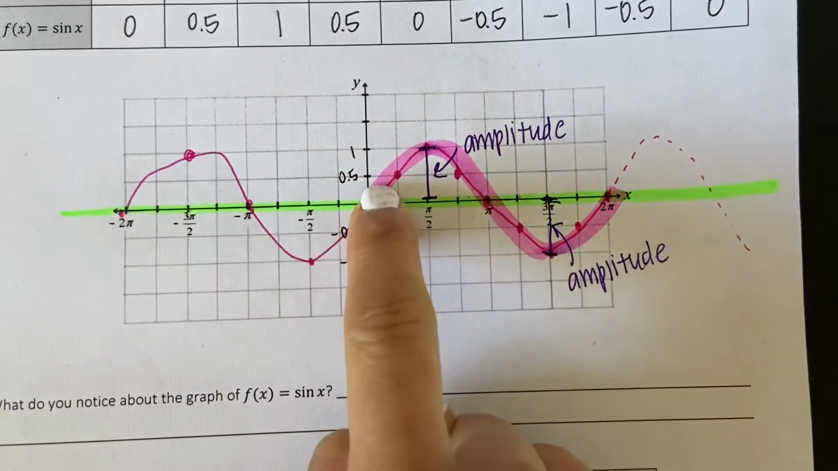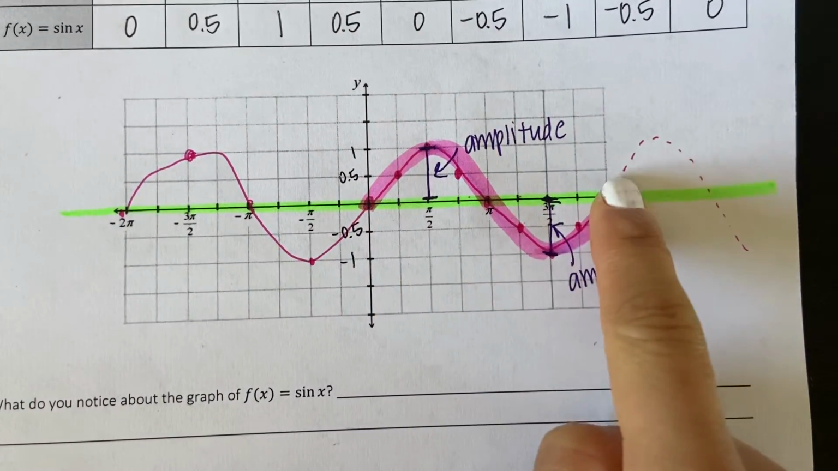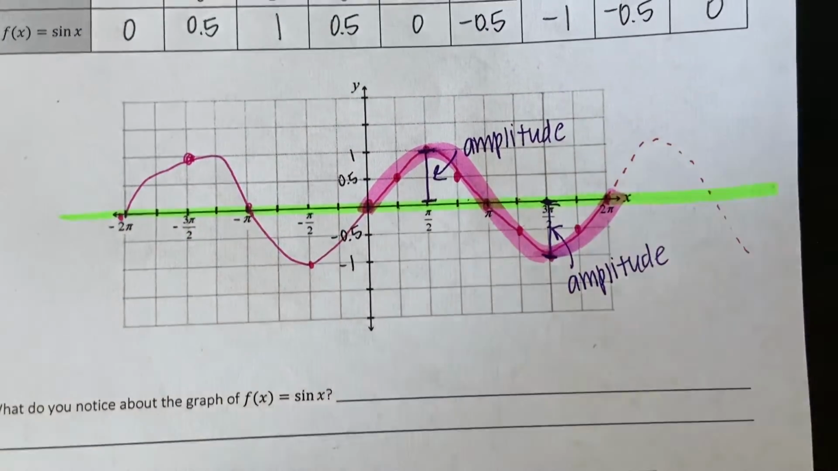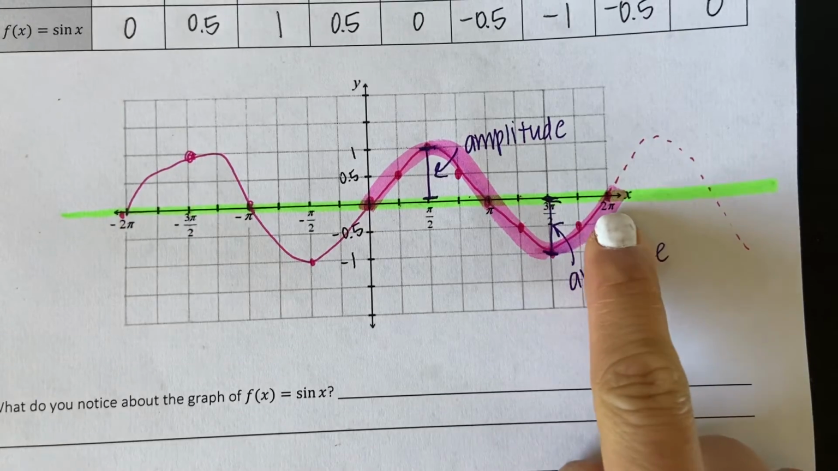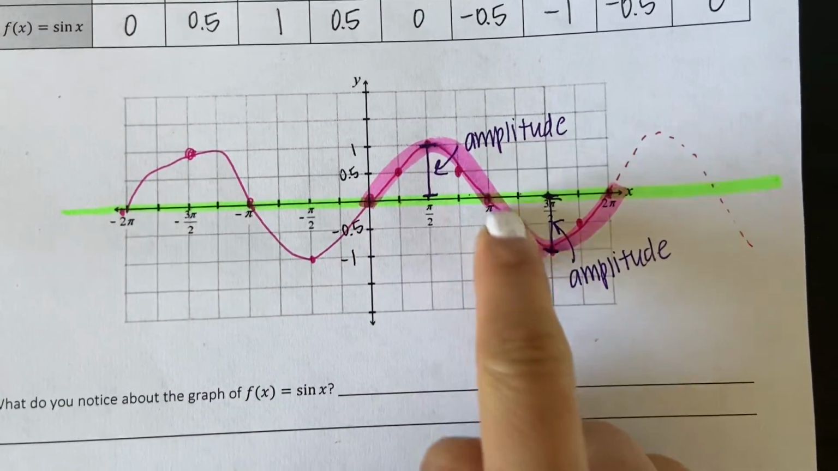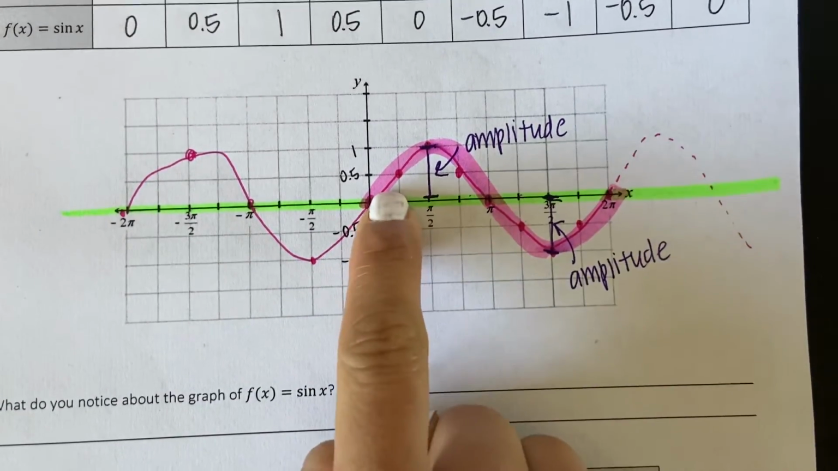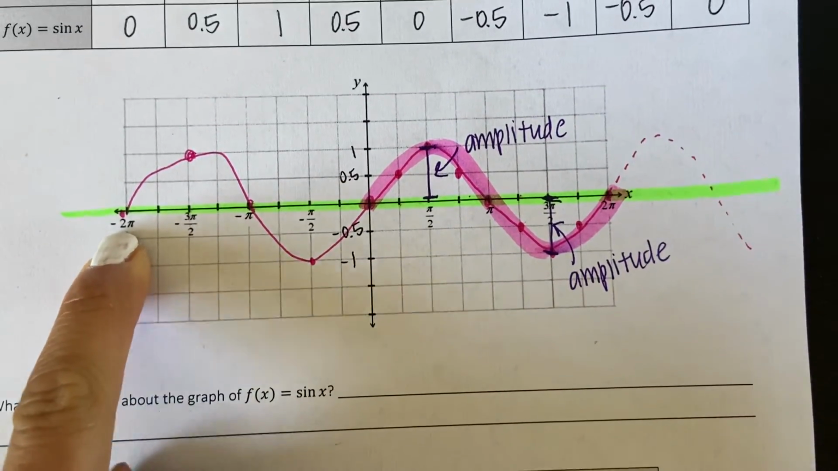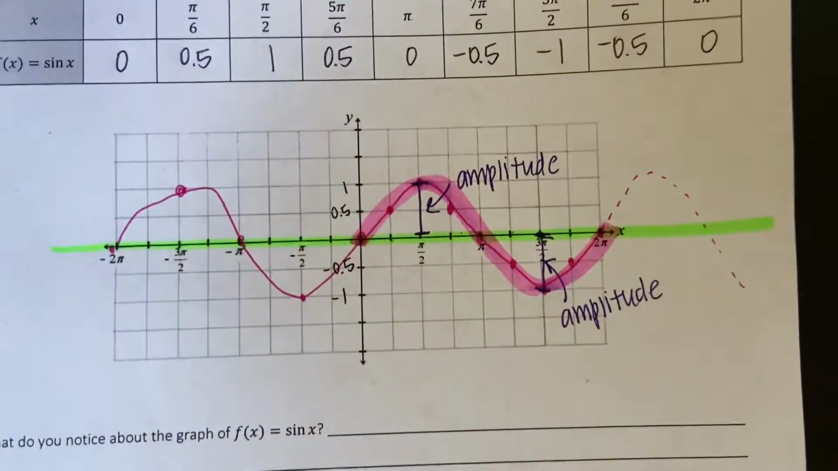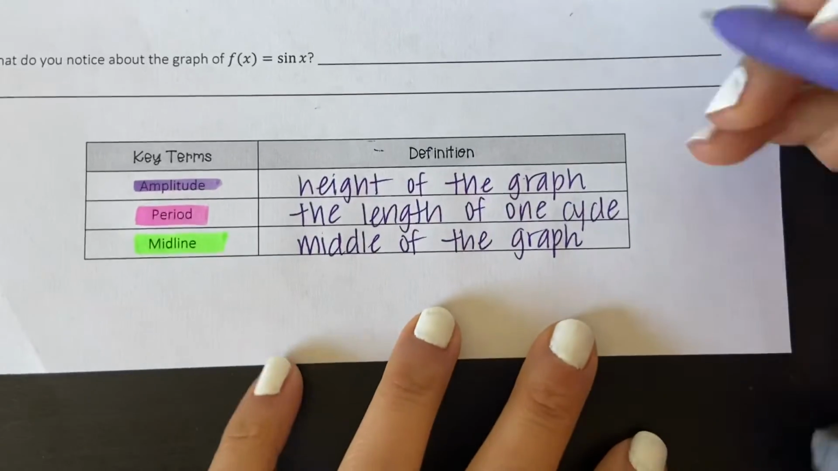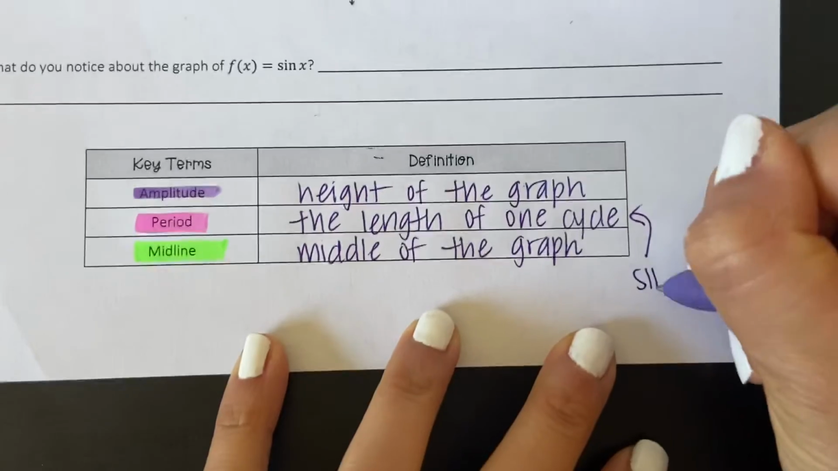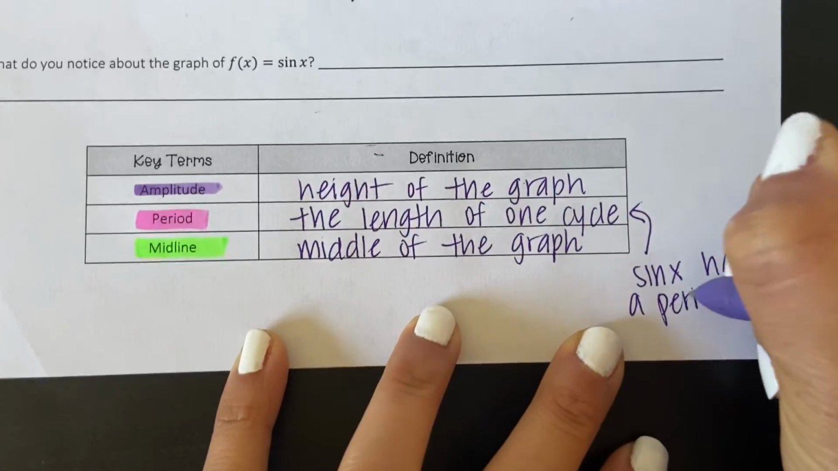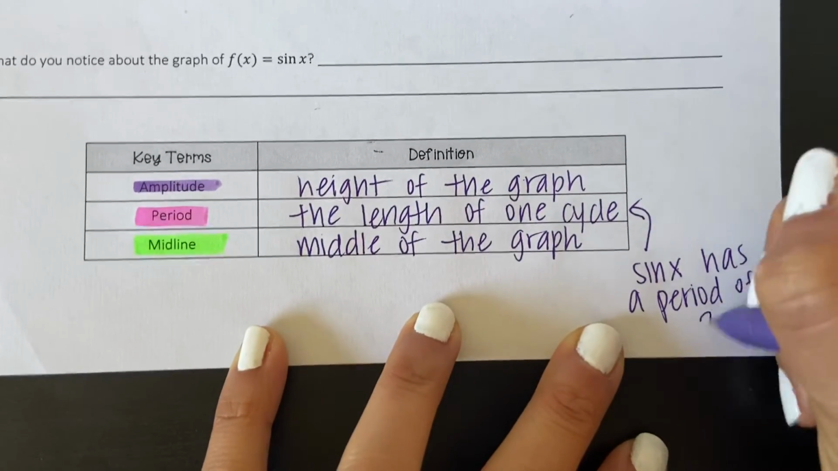So this graph, what I show here, is 2 cycles of the sine graph. The sine graph has a period of 2 pi because it takes 2 pi to complete one cycle. And then if I go here, it takes another 2 pi to complete another cycle. So let's just write that as a note. Sine of x has a period of 2 pi.